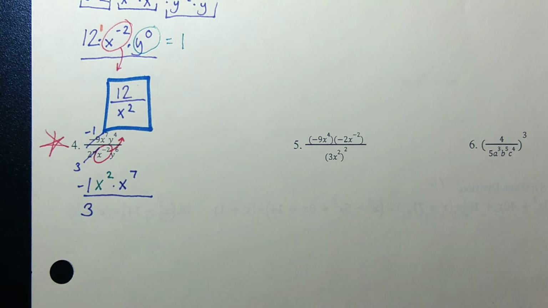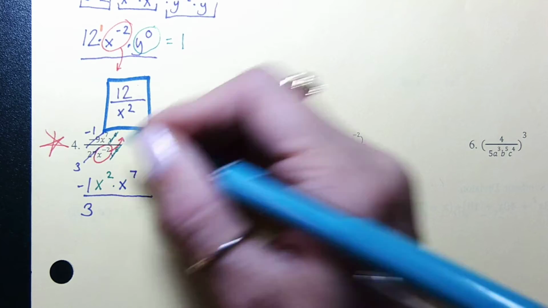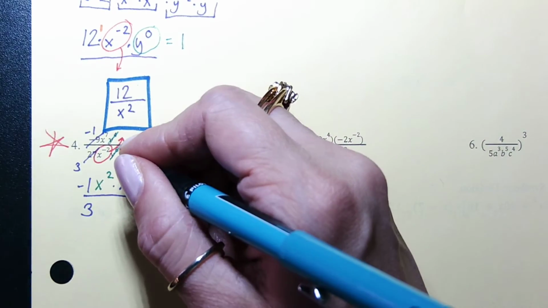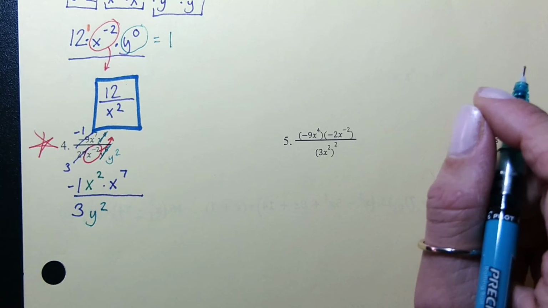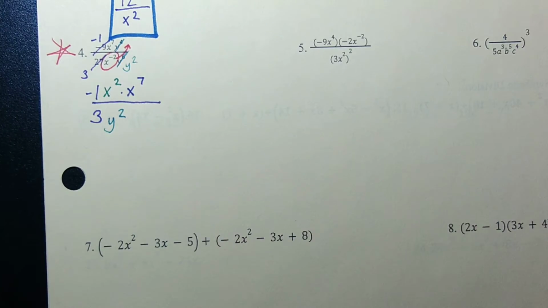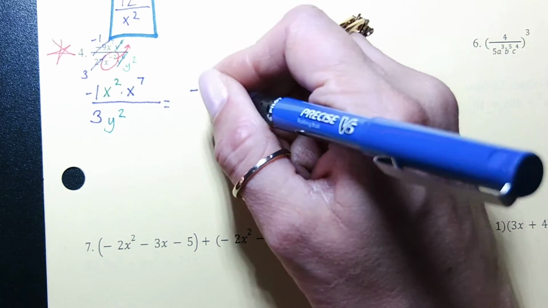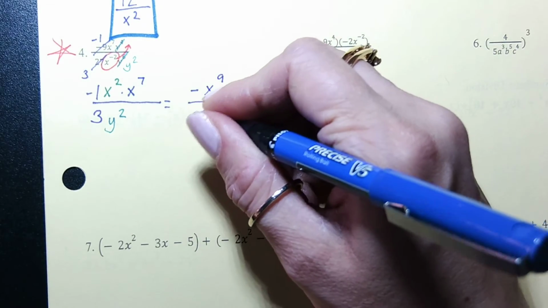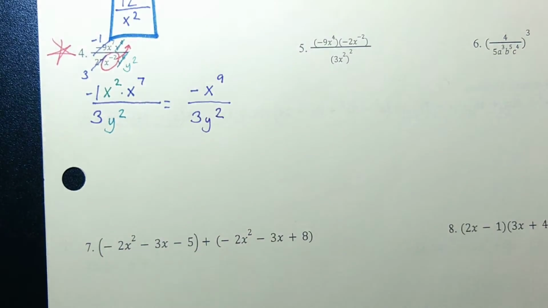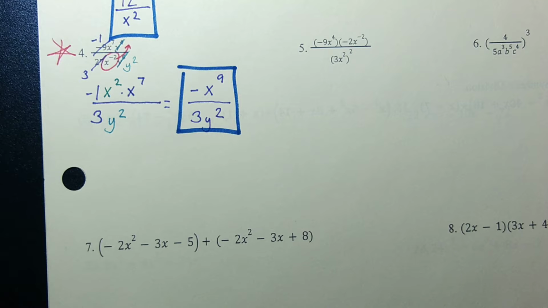Now for the y to the 4th over y to the 6th, you can subtract those, but a lot of times when the bigger number's on the bottom, I just think of taking a GCF out of both of those. I can take a y to the 4th out of both, which would leave me with a y squared on the bottom. So from here, my x's are joined by multiplication. So we add the exponents. So I get negative x to the 9th. You can put negative 1x to the 9th or just negative x to the 9th over 3y squared. And there's our final answer.